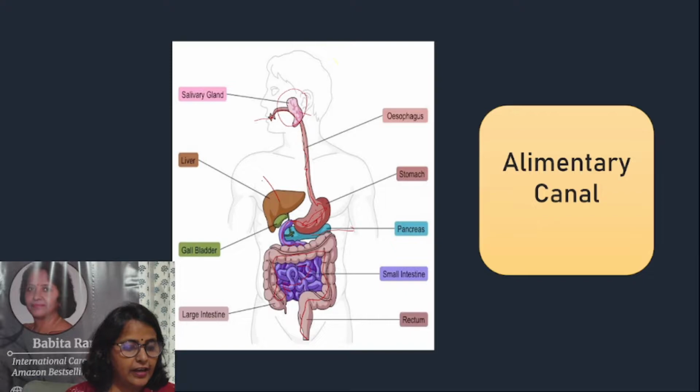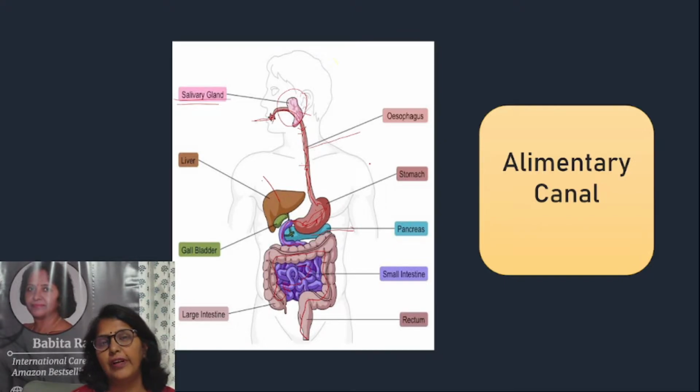This is the alimentary canal of human being. So the alimentary canal of human being begins with the mouth. This is the buccal cavity, and we have a gland in the buccal cavity which is known as salivary gland. From this buccal cavity, food moves into a tube-like structure which is known as esophagus. This part of the esophagus is made up of skeletal muscle, and this part of the esophagus is made up of smooth muscle. From the esophagus, the food goes into the stomach.